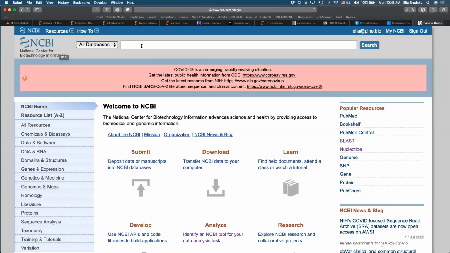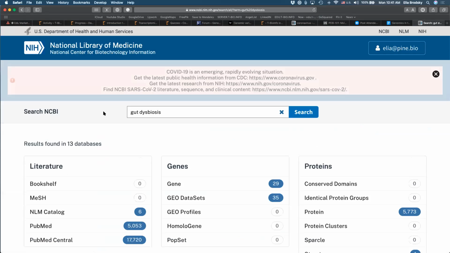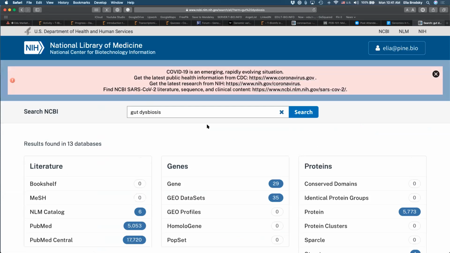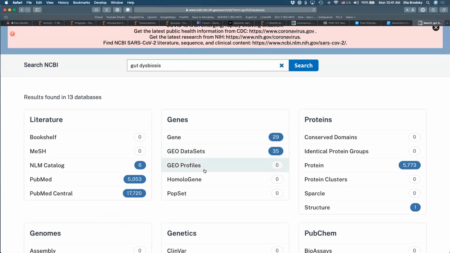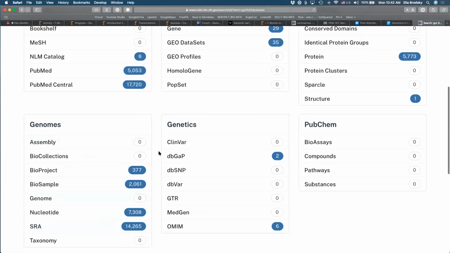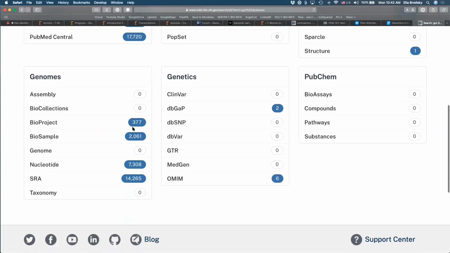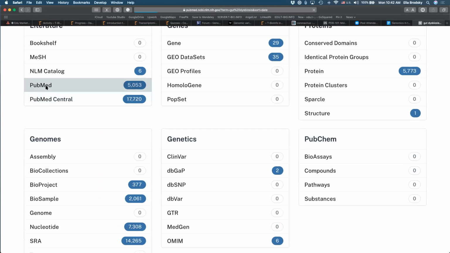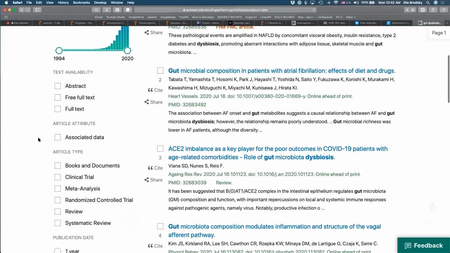Okay, great. So gut dysbiosis. On gut dysbiosis, you can look through different types of data sets that are available. Gene expression data sets. You can look at bioprojects. You can look at nucleotide sequences, sequence read archives. So you have a lot of different places you might want to go. You can also look on PubMed. So let's just look on PubMed and find associated data sets.